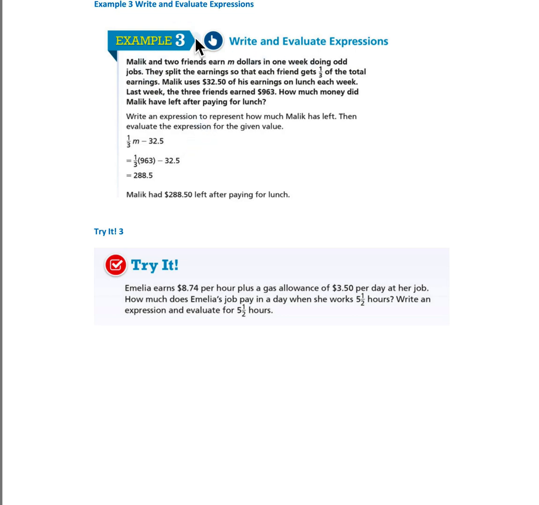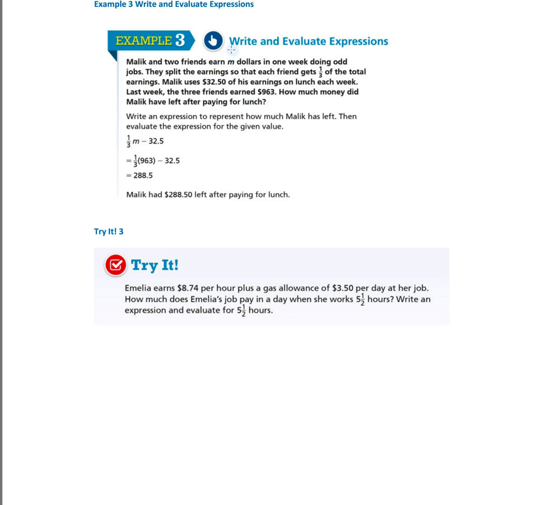So here we go. Example 3, write and evaluate expressions. Malik and 2 friends earn M dollars in 1 week doing odd jobs. They split the earnings so that each friend gets 1/3 of the total earnings. So they earn M dollars, and they each get 1/3 of that. And then Malik uses $32.50 of his earnings on lunch each week. And then last week, the 3 friends earned $963. How much money did Malik have left after paying for lunch? So let's kind of break this down.